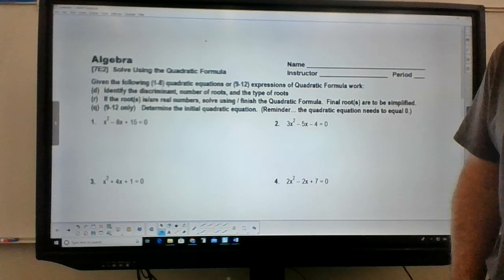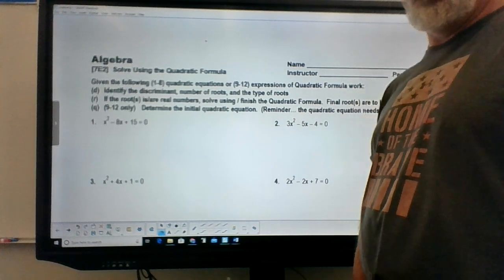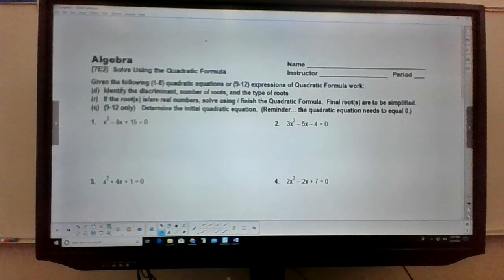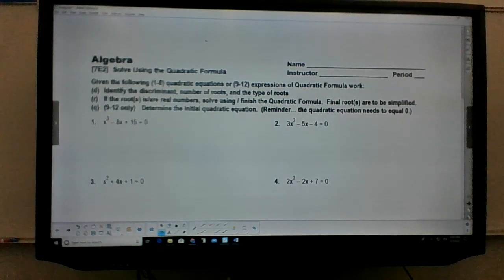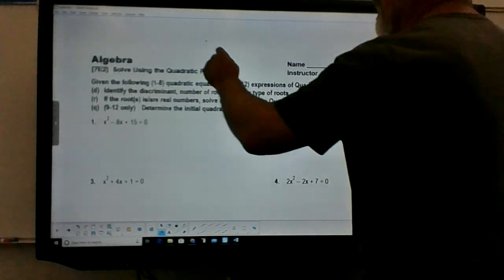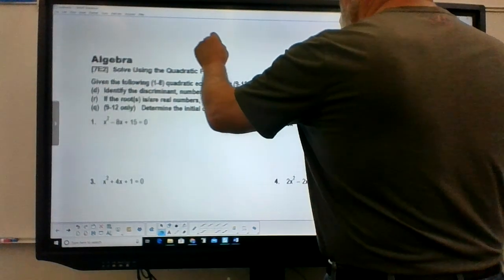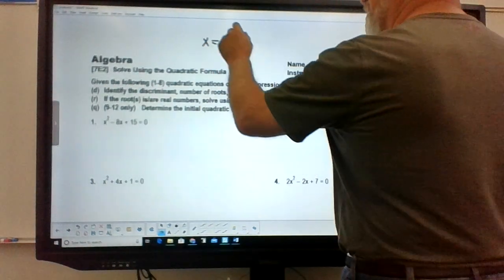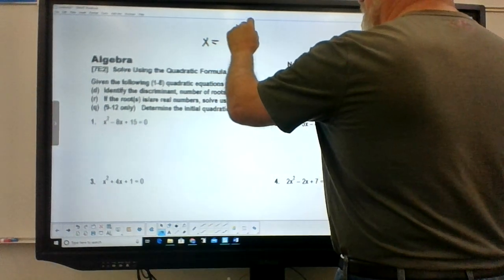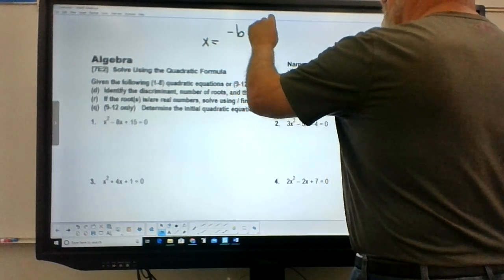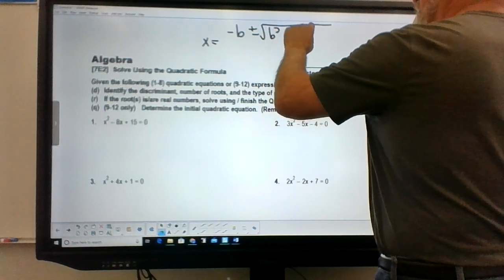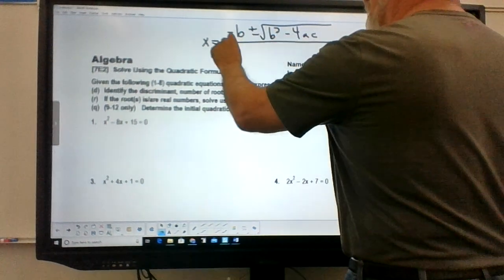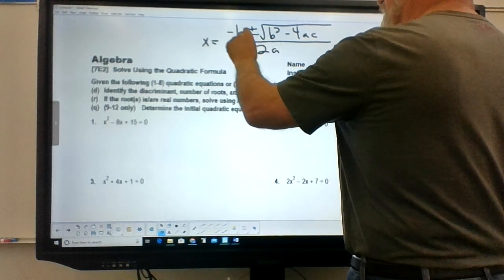All right, this lesson will use the quadratic formula to find roots or solutions to a quadratic equation. So quadratic formula, first thing you need to know is the quadratic formula. Basically, it gives us our roots. X equals negative b plus or minus square root of b squared minus 4ac all over 2a.